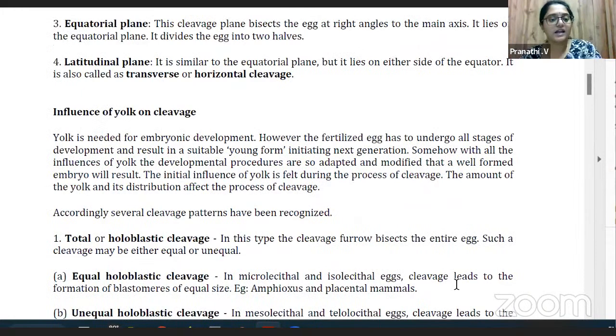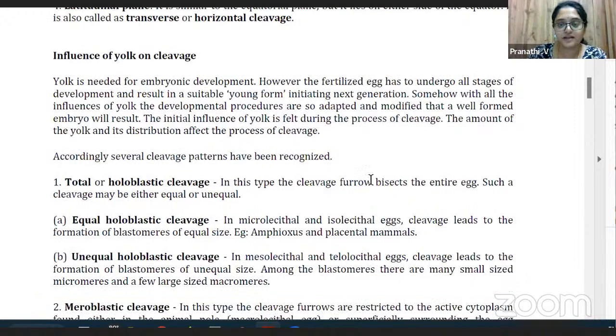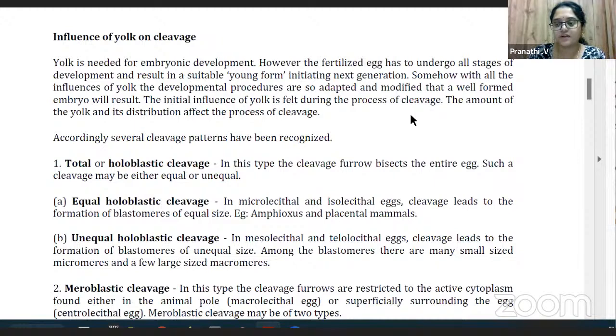And again, based on the yolk that is present, different kinds of cleavage patterns have been identified. So you have total or holoblastic cleavage, where the furrow created because of cleavage is going to completely divide the egg, so that it can be either equal or unequal.